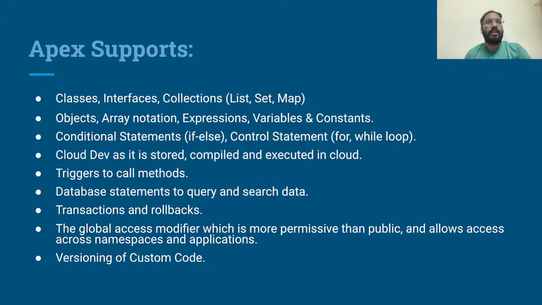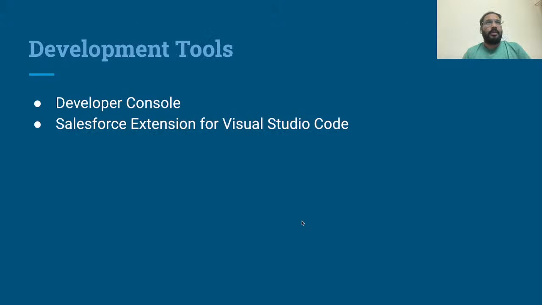And we use triggers to call the methods. We use database statements to query and search data, and transactions and rollback. If you perform any operation, that is known as a transaction. If it fails, that is known as a rollback operation. Then we have the global access modifier here, which is more permissive than public. In other languages we have public and private, but here we have global as well, and versioning of custom code, right?